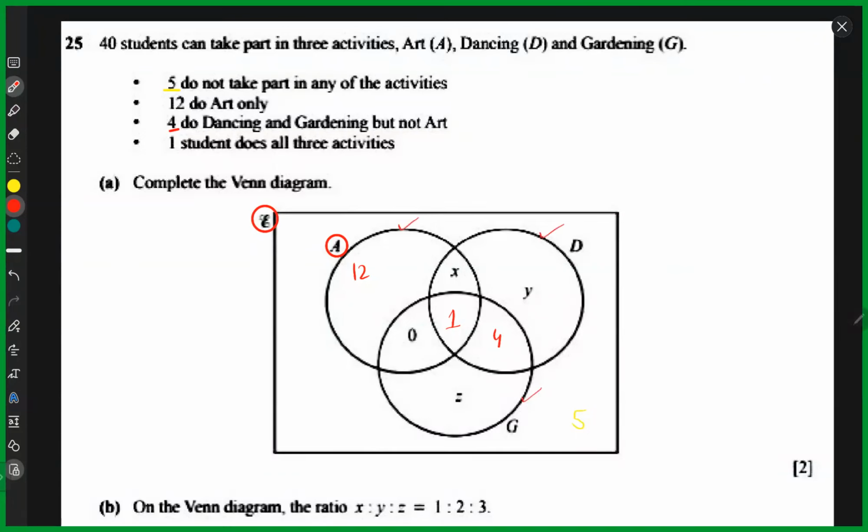That is why I wrote 5 outside the 3 circles, but still it would be inside the universal set. Okay. Acha, this was the first thing.